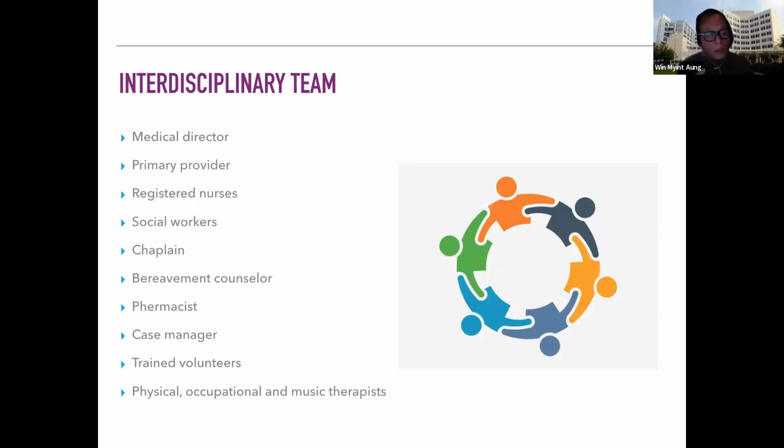Yes, the physician champion has to be on top of it, but you need skillful nurses, a social worker, the case manager, the chaplain, the bereavement counselor, the pharmacist, trained volunteers, physical and occupational therapists, musicians, sometimes dog therapy, and so on. You have to have a good team, formed and dedicated towards the goal.